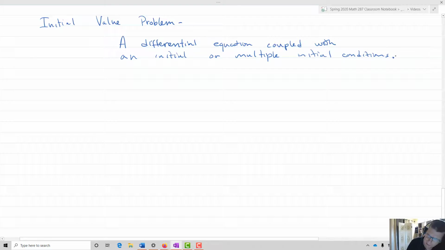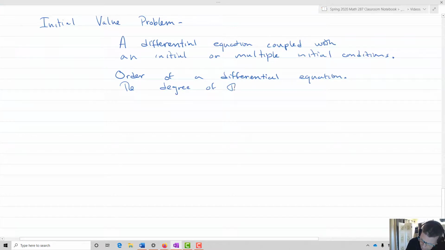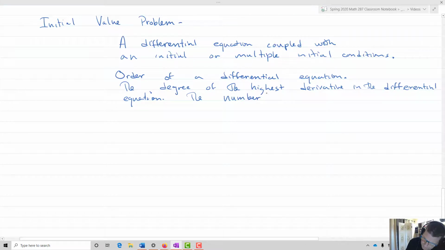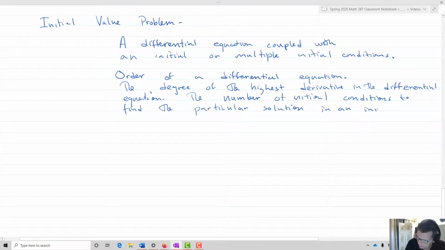Okay? And in order to help us understand this, we're going to get the idea of the order of a differential equation. Okay? So the order of the differential equation is the power or the degree of the highest derivative in the differential equation. And one of the things that we want to know is that the number of initial conditions to find a particular solution in an initial value problem is equal to the order of the differential equation.